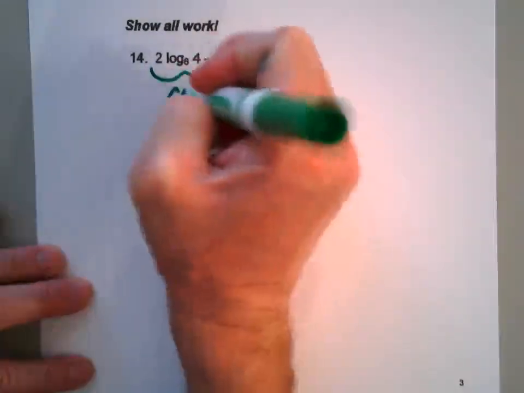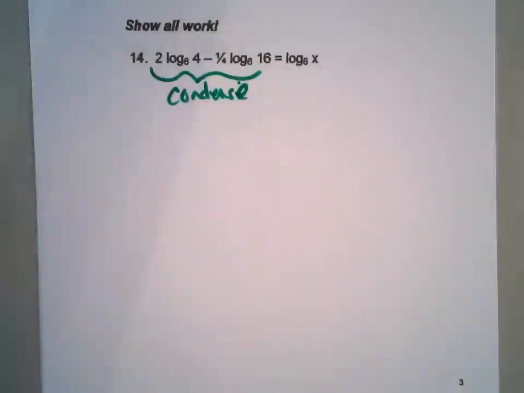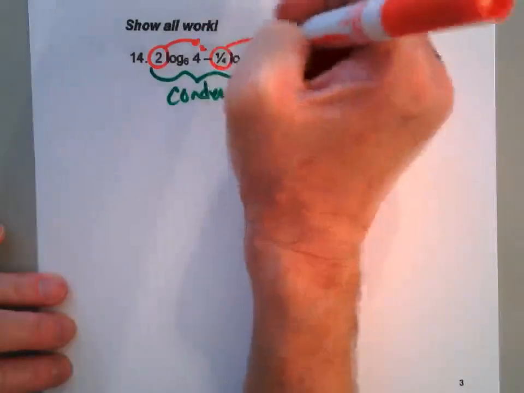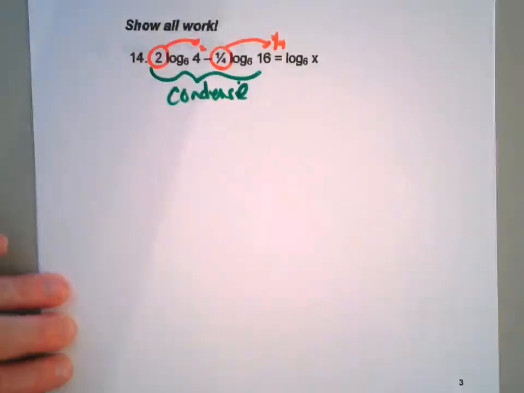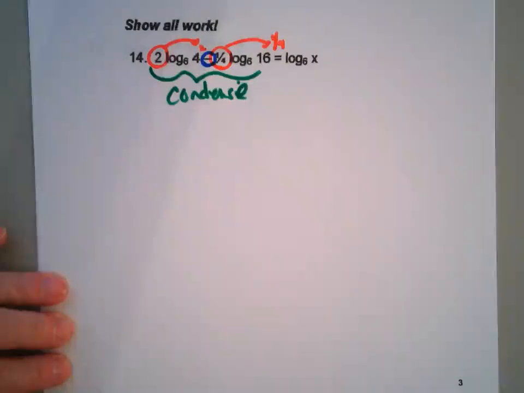So we have some condensing to do. We'll just write condense. Okay? So our 2 is going to move up, become an exponent. So will the 1/4. And the subtraction sign is going to become division.